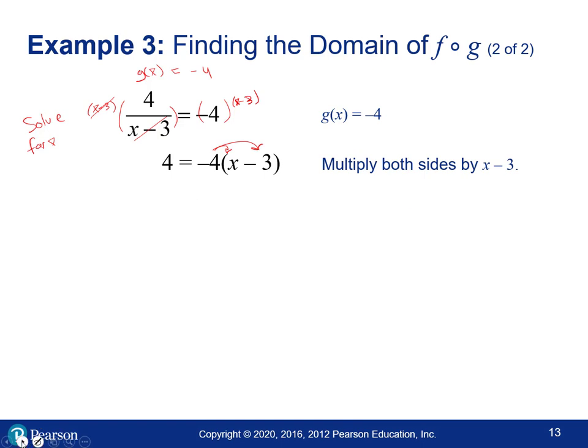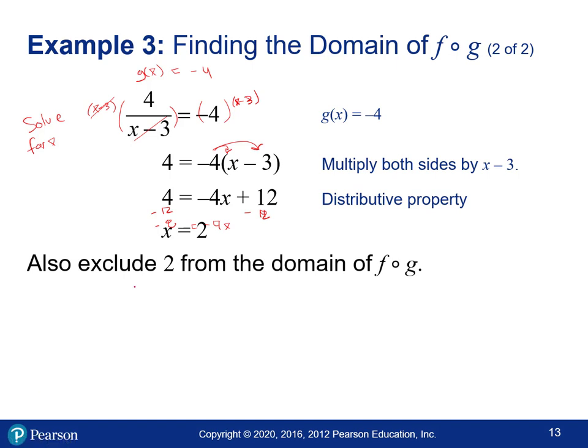Okay, so we have 4 equals 4x plus 12. Let's go ahead and subtract 12 from both sides. So we're going to get negative 8 equals negative 4x, and then divide, and we'll get x is 2.